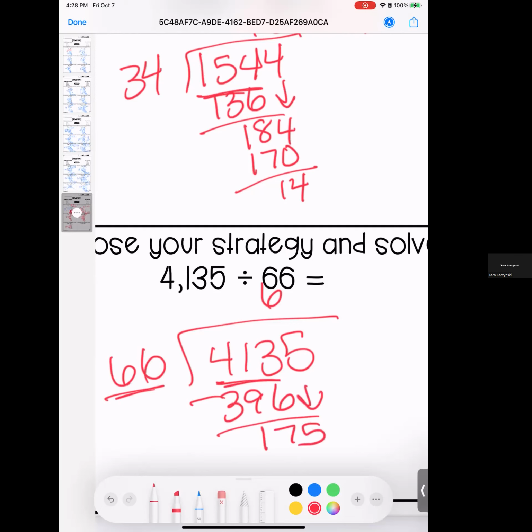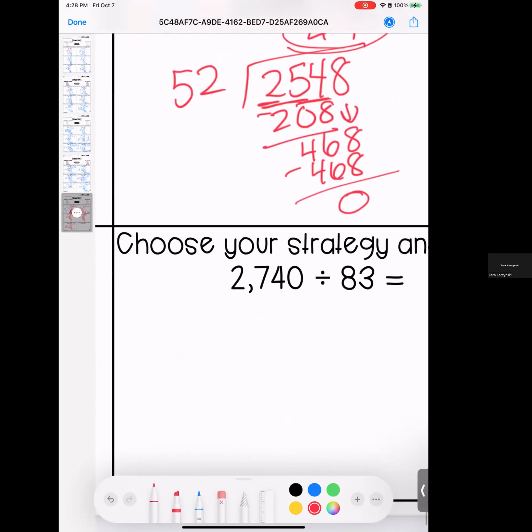I bring down my 5. The closest that I can get this time is going to be 2. 2 times 66 gives me 132. When I subtract that from 175, I'm left with 43. Even though 43 is a big number, it is smaller than what I'm dividing by. So my answer is 62 with a remainder of 43.